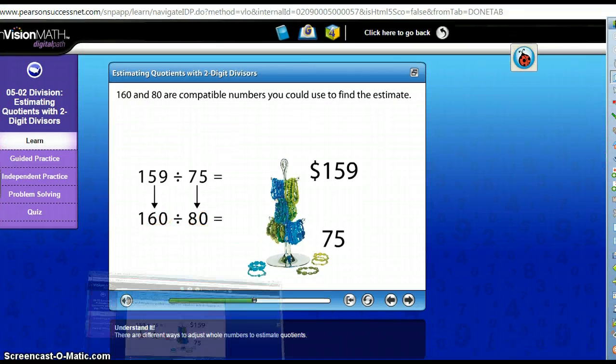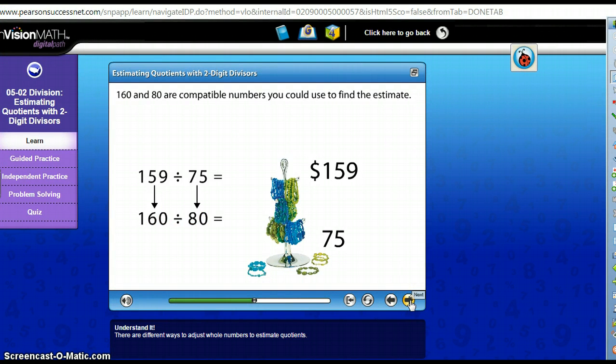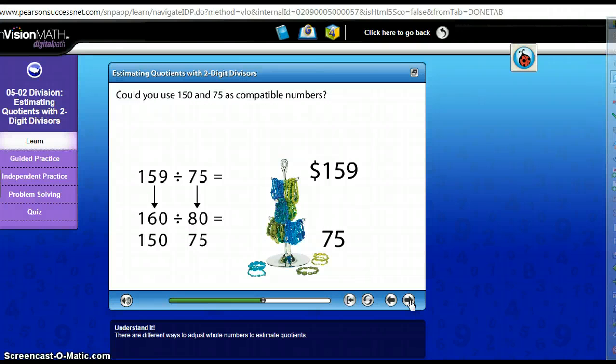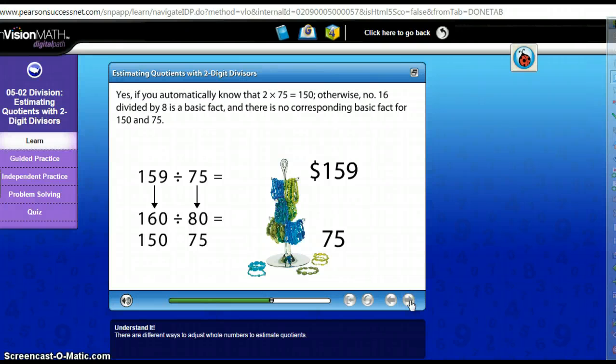So you don't add the zero to this, because it's not needed for this one. It's just 2. Could you use 150 and 75 as compatible numbers? Yes, if you automatically know that 2 times 75 equals 150. Otherwise, no. 16 divided by 8 is a basic fact, and there is no corresponding basic fact for 150 and 75.